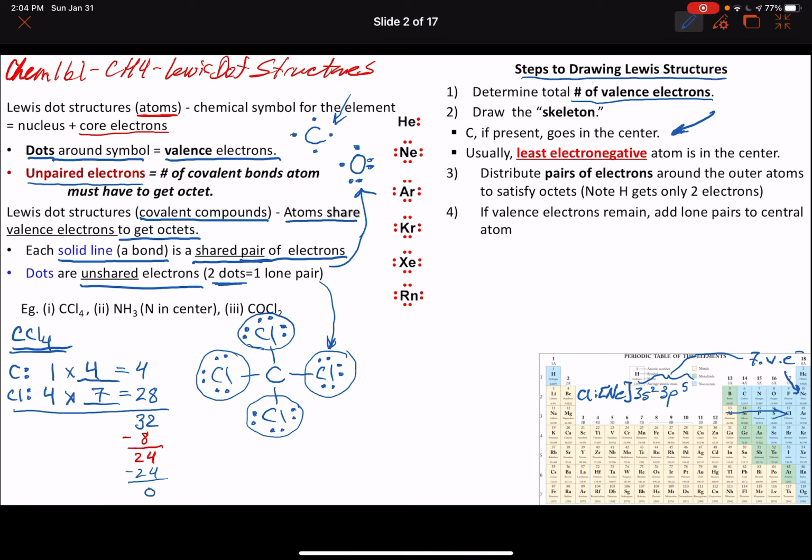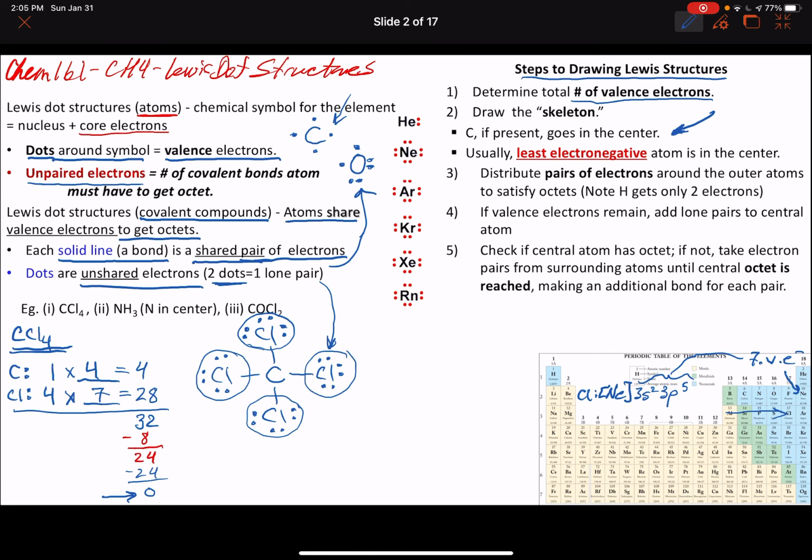We can move on. So if there are valence electrons that remain, so if our answer here was not 0, we would apply the next rule. It says to apply those extra electrons on the central element. Okay, we don't have to do that, so we can advance past this.